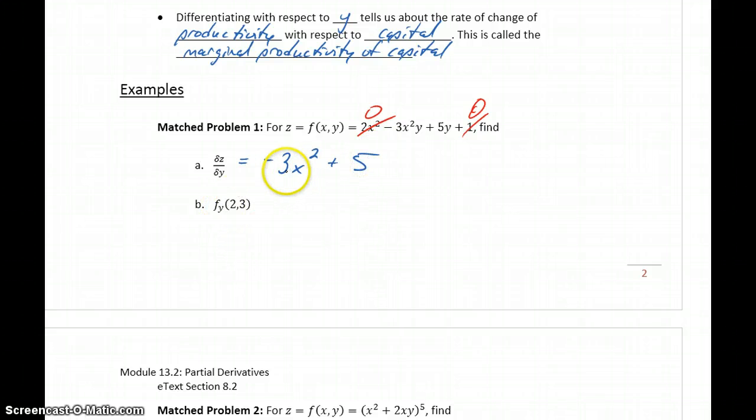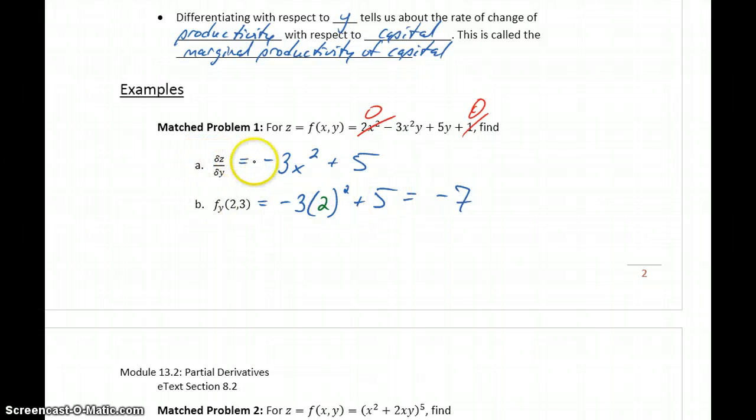In part B, now we want to take this derivative function and substitute our values for x and y. So this will be negative 3 times 2 squared plus 5, which will give us negative 7. So part B is not really the trick here.